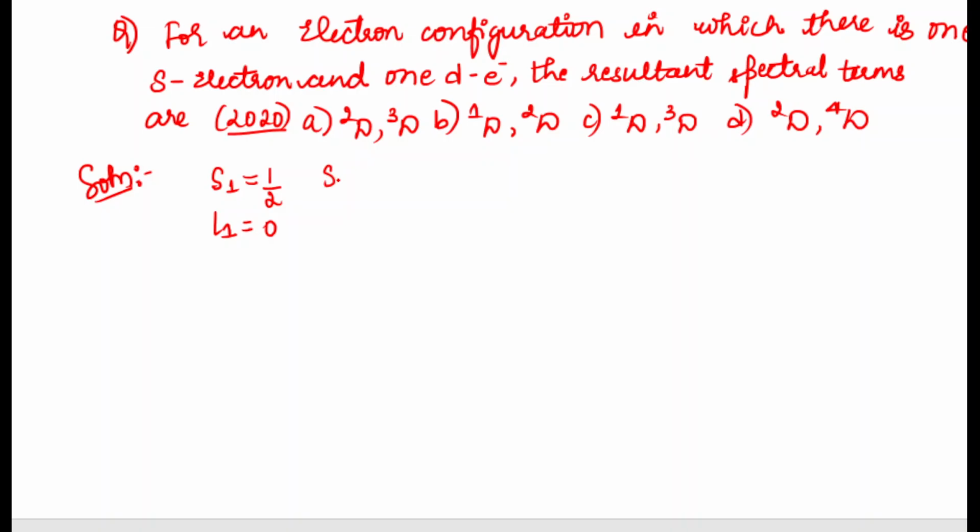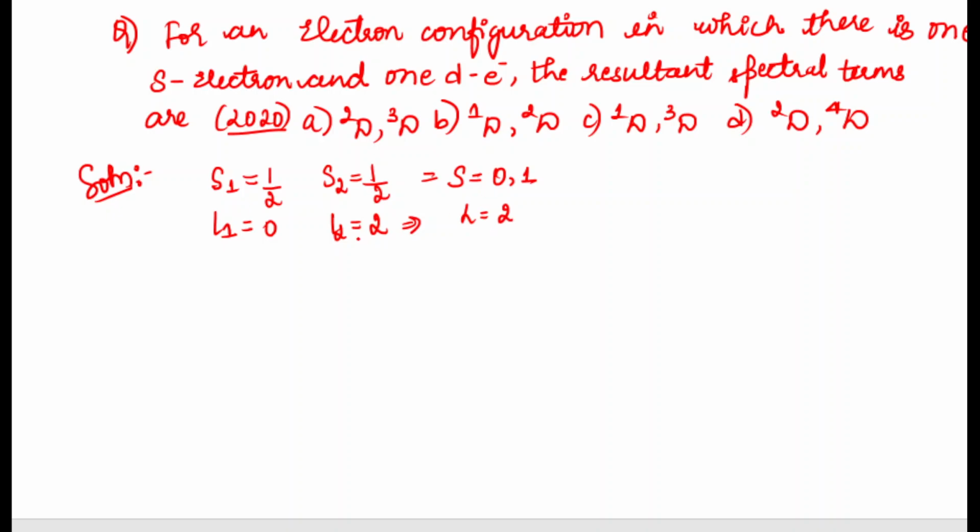And for the one d electron, s2 is equal to half, and L2 is equal to 2, since it is d. Now you need to find the values of S. S values are half minus half to half plus half, that is 0 and 1. L values are 0 minus 2 to 0 plus 2, so L has just the value 2.